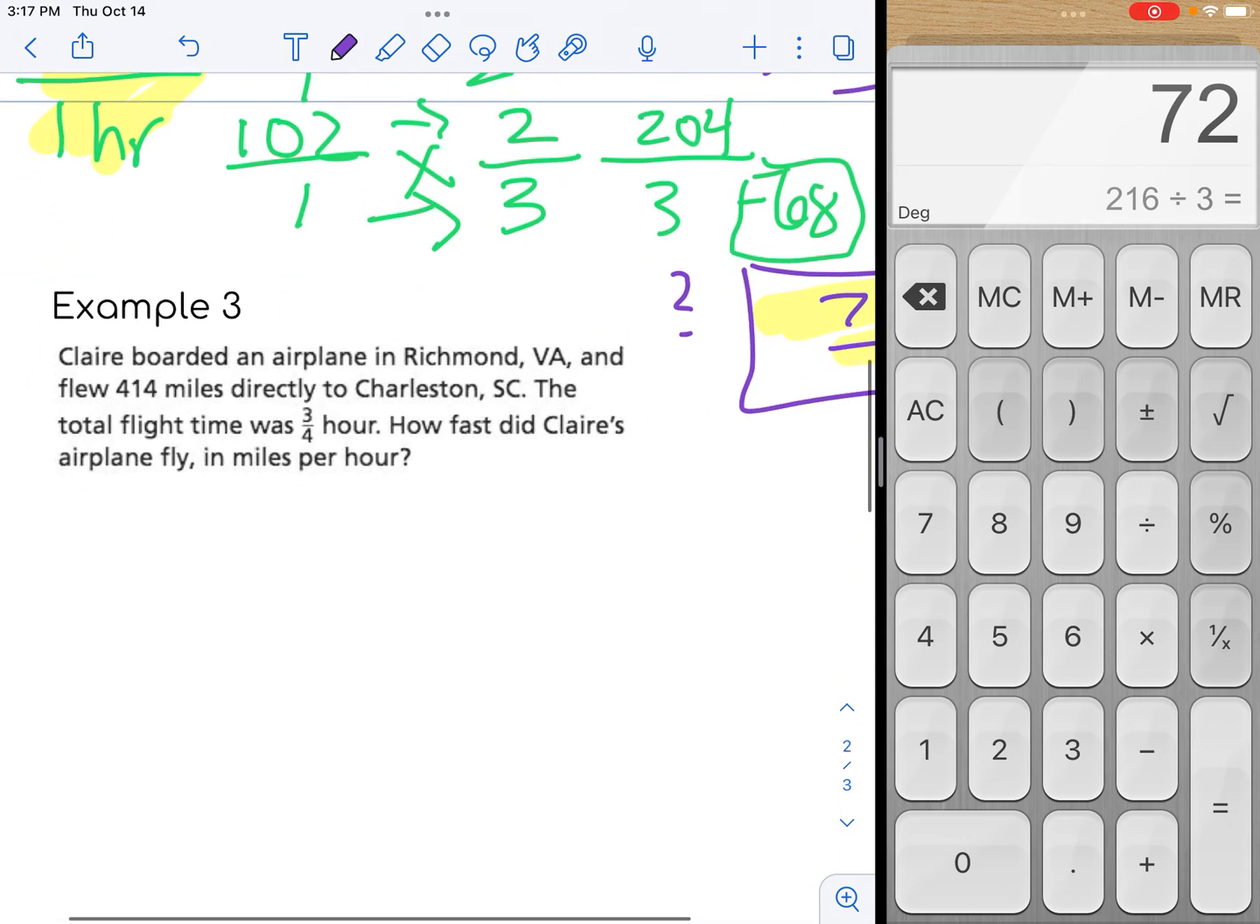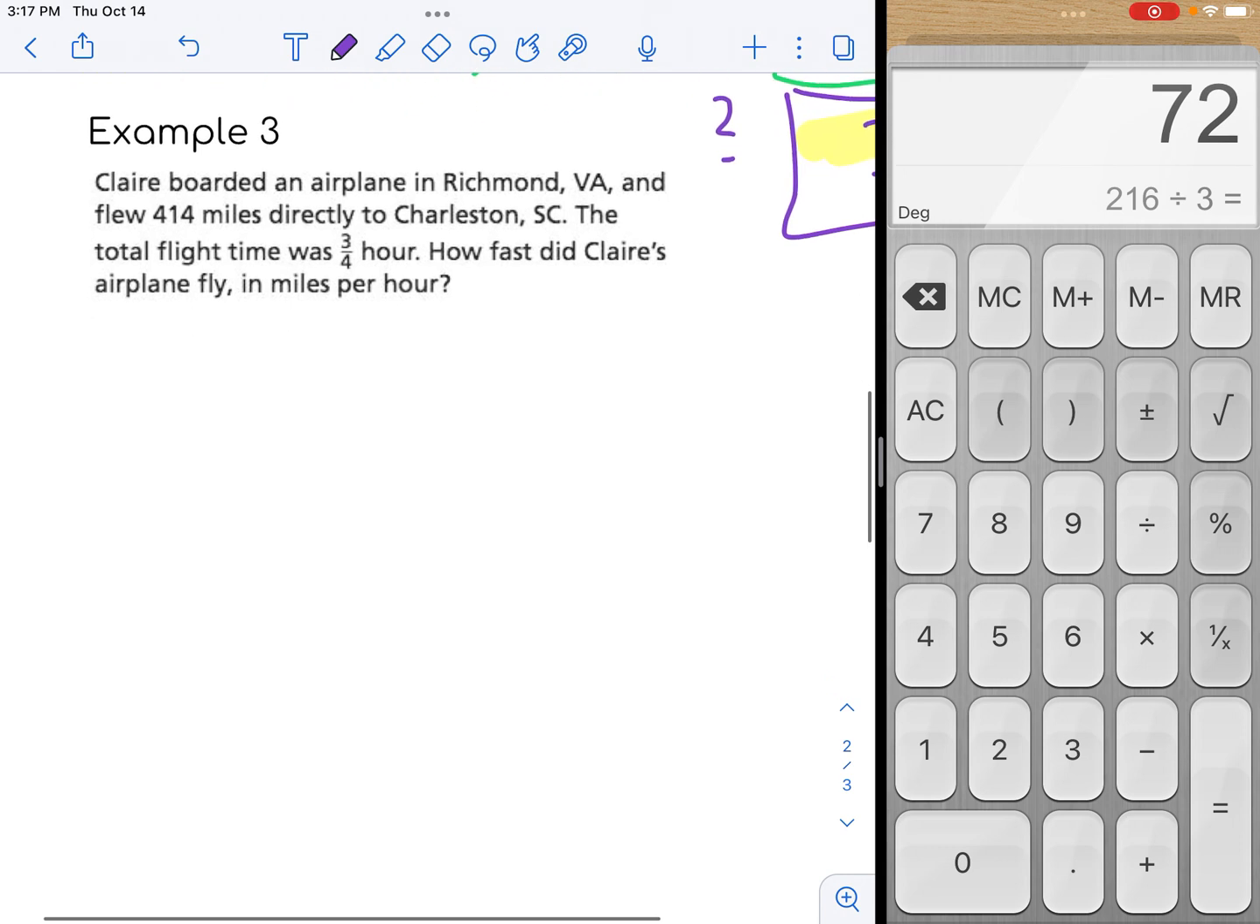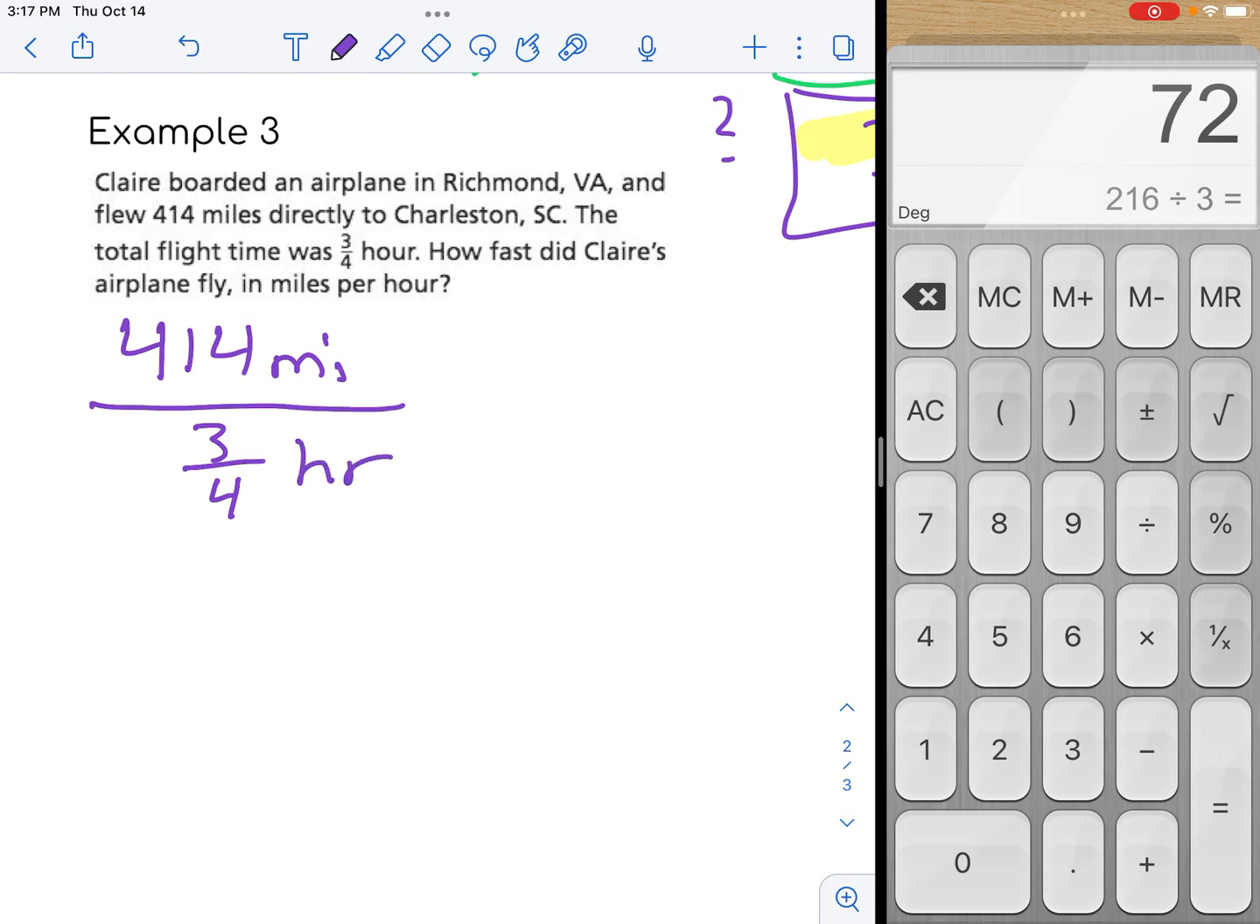All right, last one. Claire boarded an airplane in Richmond, Virginia, and flew 414 miles directly to Charleston, South Carolina. The total flight time was 3/4 of an hour. How fast did Claire's airplane fly in miles per hour? So again, we want to find how far she's flying in just 1 hour. So we want to find her unit rate. To do that, we are going to divide. So 414 divided by 3/4.